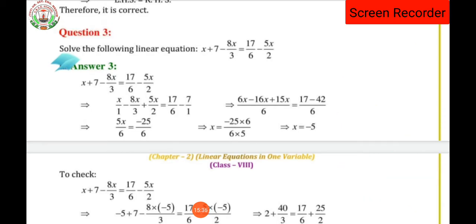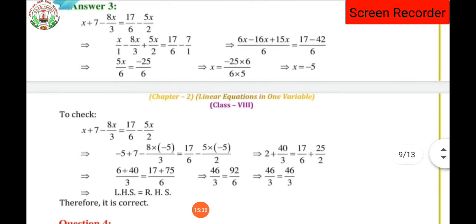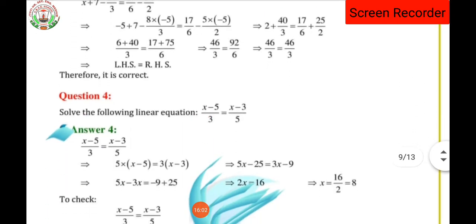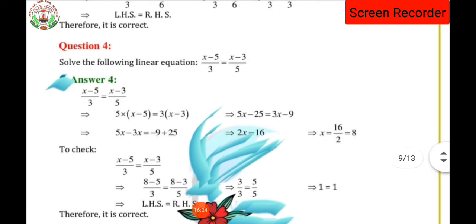Clear everyone? Now after getting x is equals to minus 5, what we have to do? We have to check it. How to check it? We have to keep the value x is equals to minus 5 in the equation, and then we have to solve it so that we will get the RHS and LHS both the equation as same. So wherever x is present, there you have to keep the value of x is equals to minus 5 and solve it. Clear? Next, fourth question, solve the linear equation.